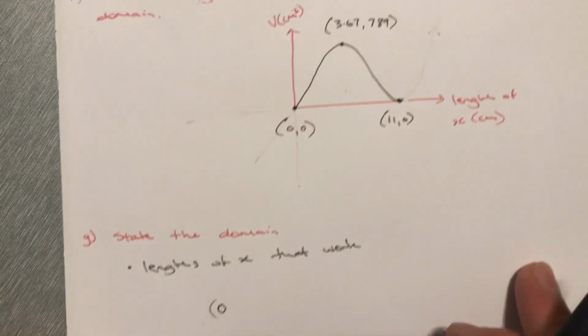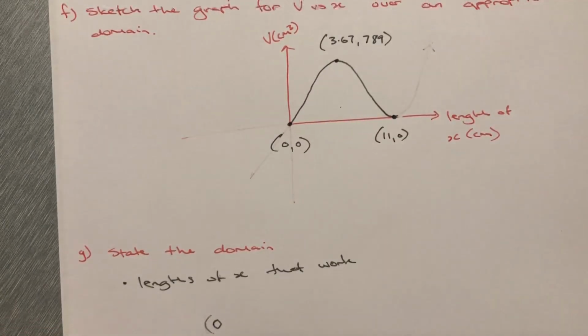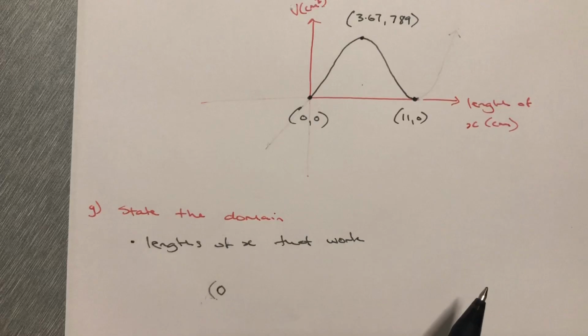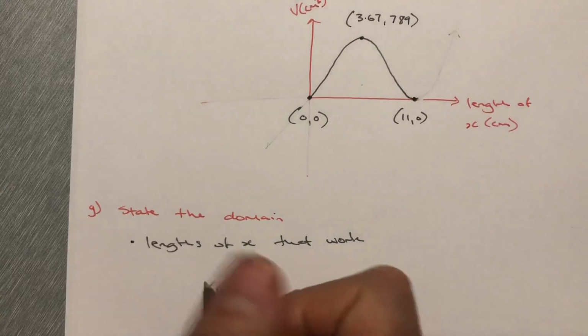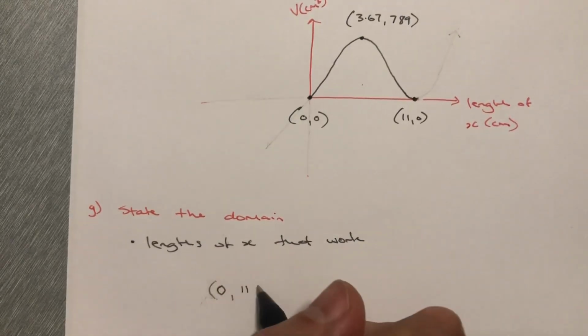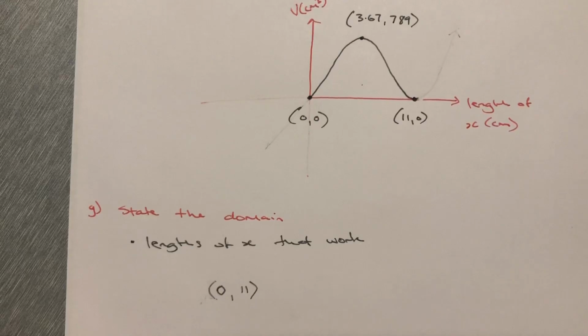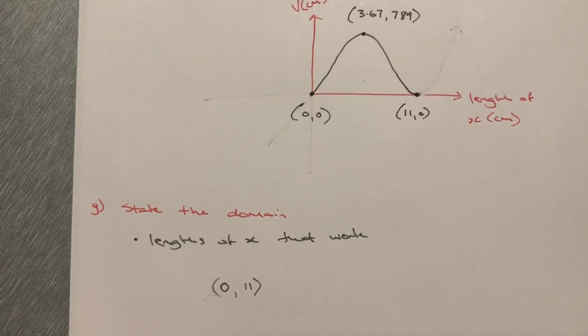Now, let's go back to our graph here, but also how I showed you with the real piece of paper. I can't make my length of x 11 centimeters or more because the box doesn't exist anymore. So it has to be smaller than 11. Okay, so if I put 11 here, I cannot include that. So it would be a round bracket. And that's it, we're done.